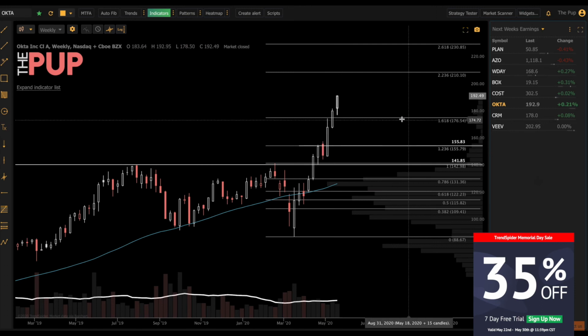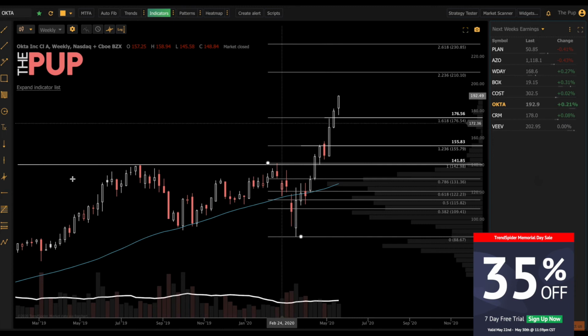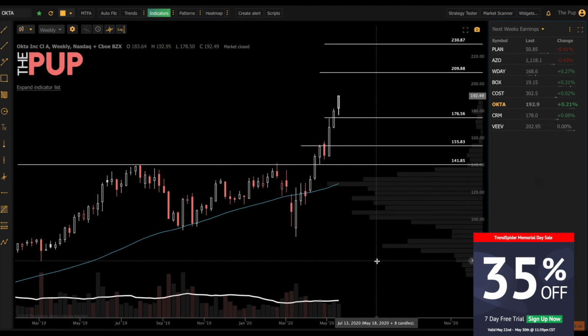And then what was the next level? The 1.618. So let's draw a line there. And then it looks like our next level would be the 2.236, and the next level would be the 2.618. Okay, so now let's turn off our Fibonacci and take a quick look.